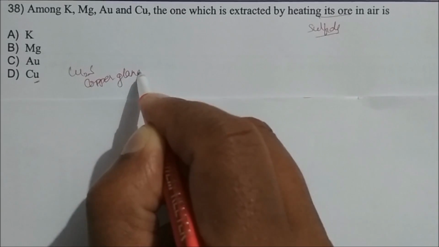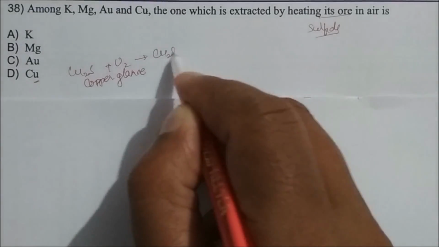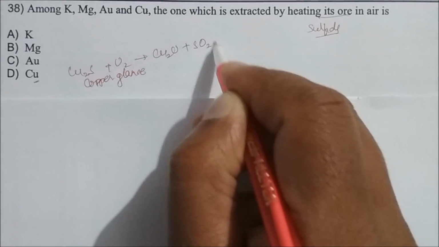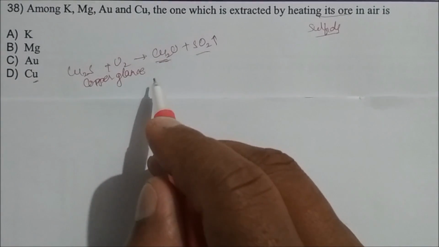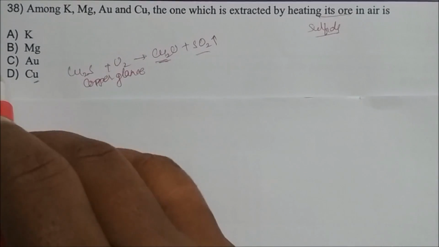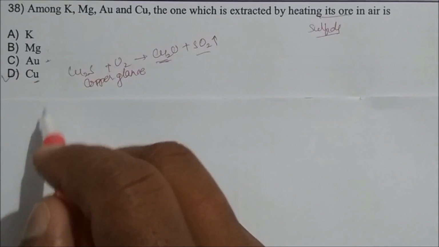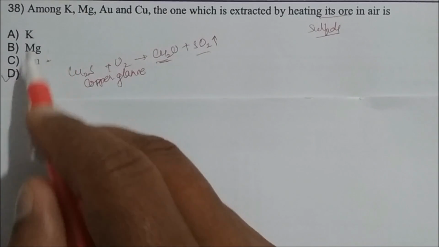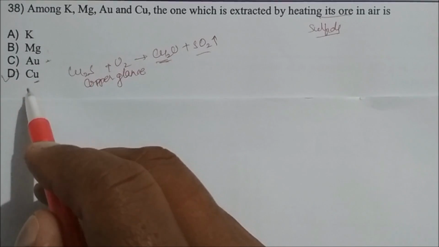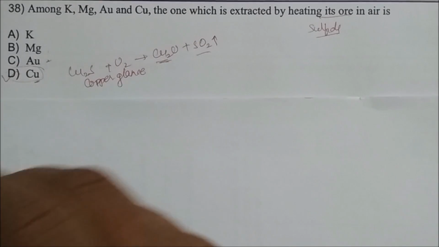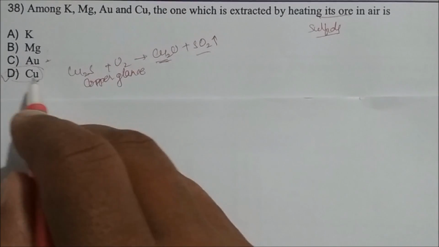So copper glance, if you roast it in the presence of air, will give you Cu2O plus sulfur dioxide. Sulfur dioxide is emitted as a gas, so you will get copper oxide here. So the answer is D. The remaining two are mostly forming halide and oxide ores. Potassium undergoes calcination here, not roasting. Only this will undergo roasting. So that's why our answer is D.